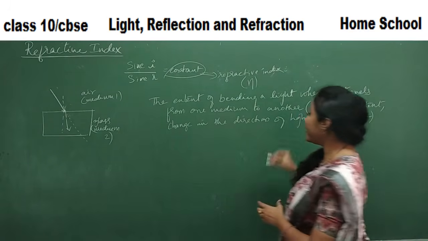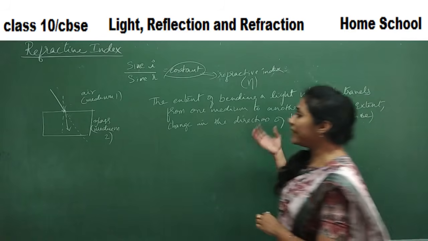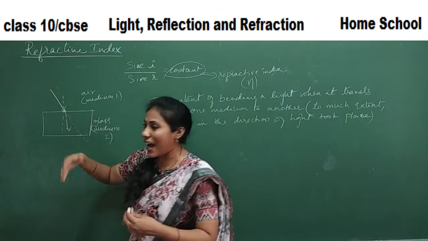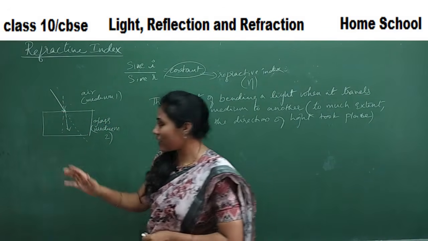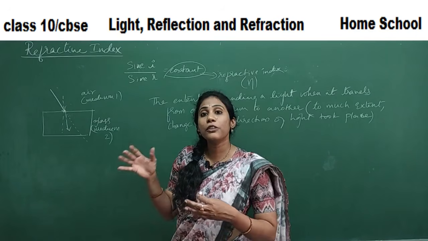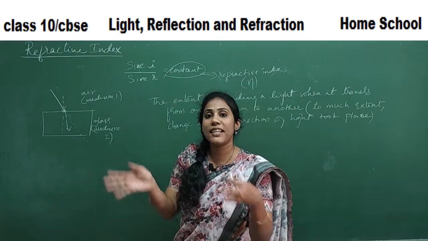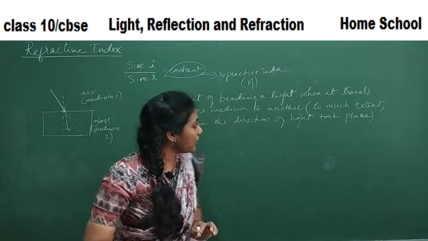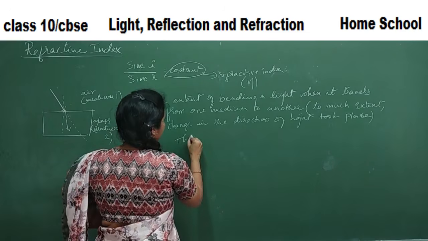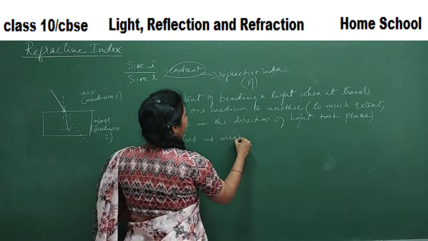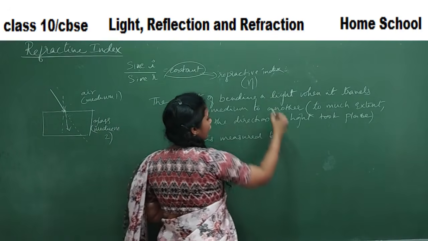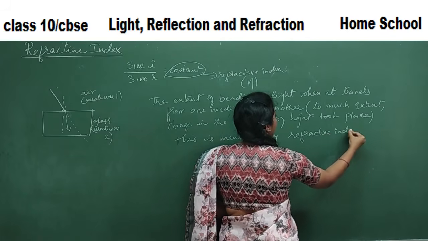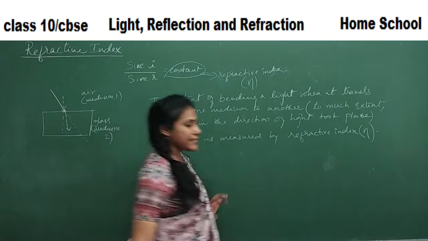The extent of bending of light, in the sense what? The light has to move like this in a straight line, but it has bent, its direction is changed. How much extent? One time the direction has changed, two times or three times? To what factor has the direction changed compared to the original one? This is measured by a factor called refractive index. So this is the definition that you can give when refractive index is asked.